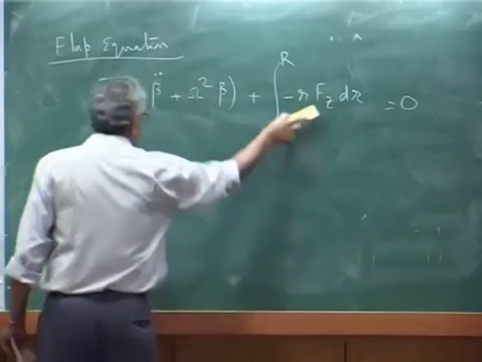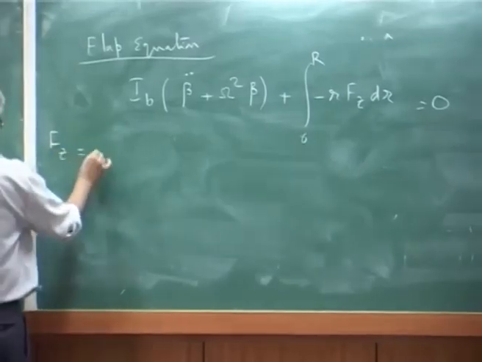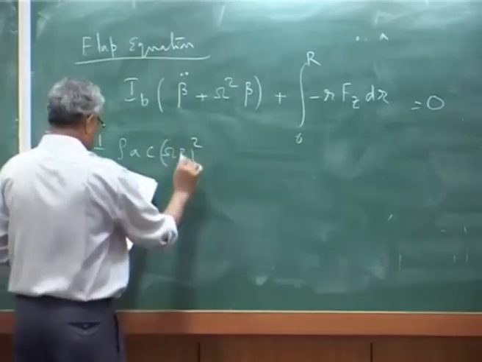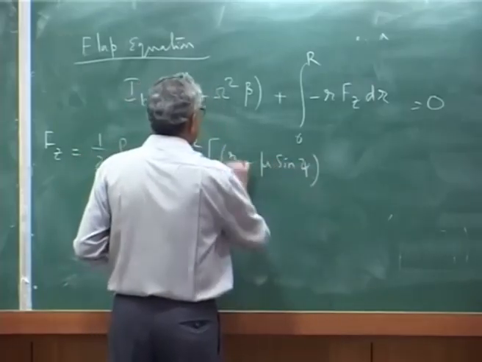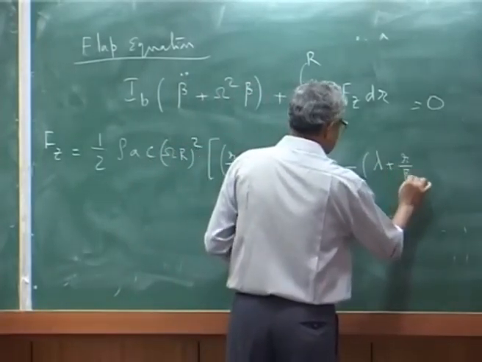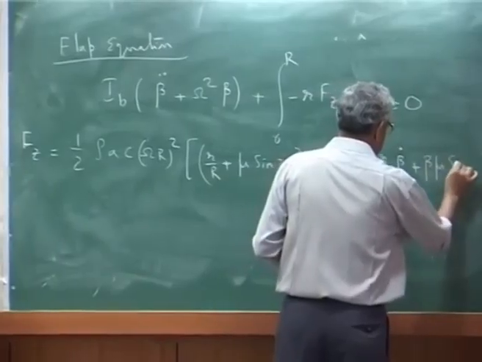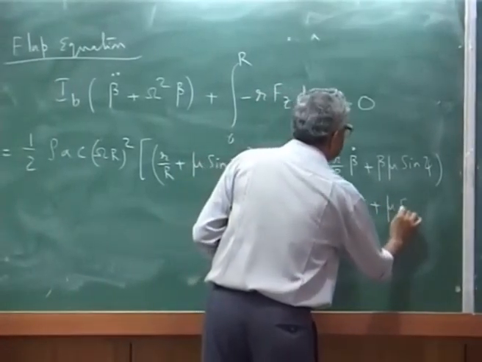Now you have to go back and substitute what is Fz. Because Fz is nothing but our lift, and we wrote the Fz expression; just look back at your notes: half rho a c omega, mu sin psi whole square theta minus lambda plus r over R beta dot plus beta mu sin psi, into r over R plus mu sin psi.